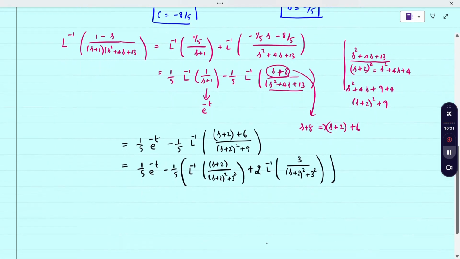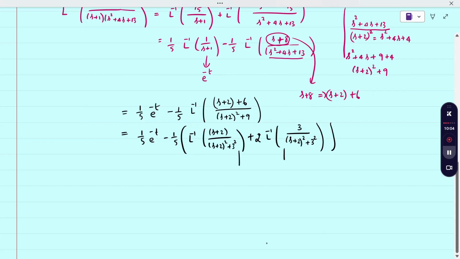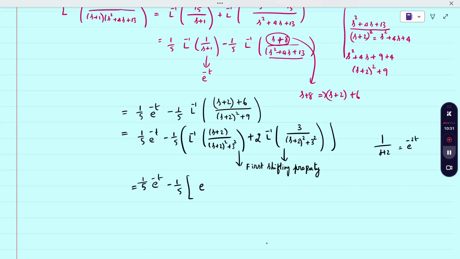So now split and write. This is called the first shifting property, and I am going to use it for both terms. So 1 by 5 e to the power minus t minus 1 by 5, and by the first shifting property, e to the power minus 2t times L inverse of s divided by s squared plus 3 squared. In the same way, plus 2 into e to the power minus 2t times L inverse of 3 divided by s squared plus 3 squared.